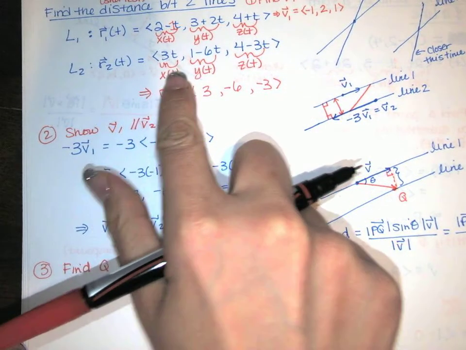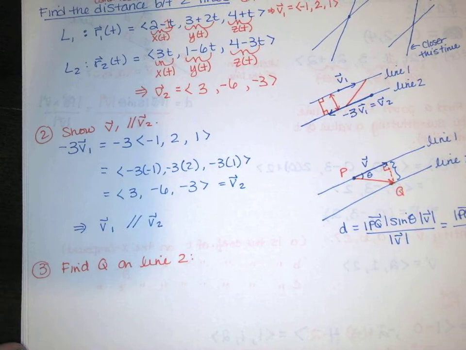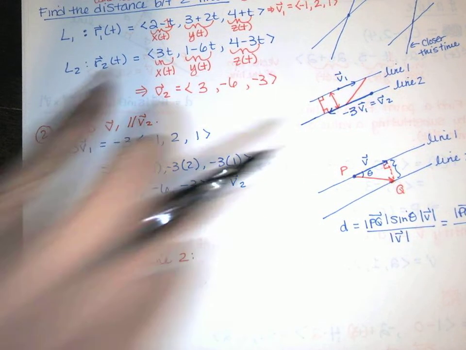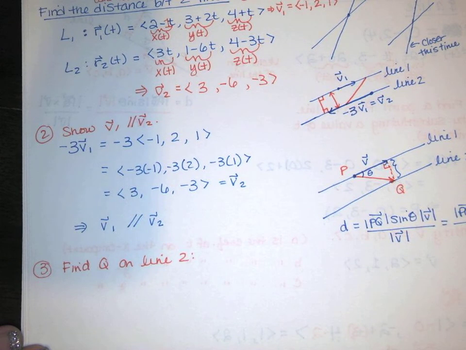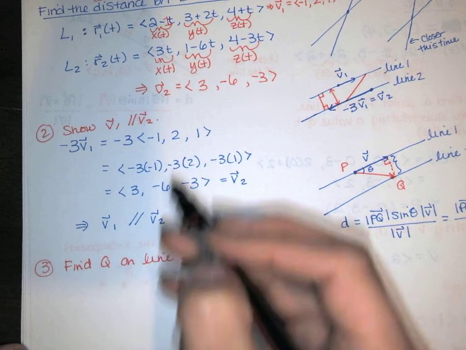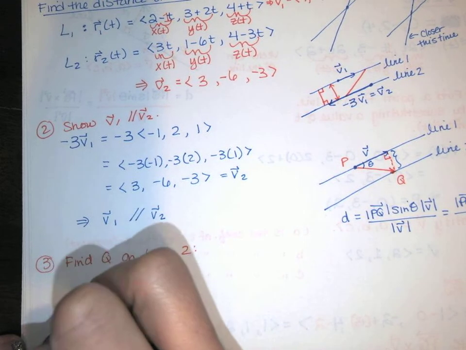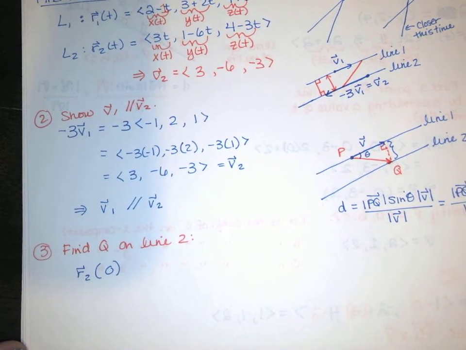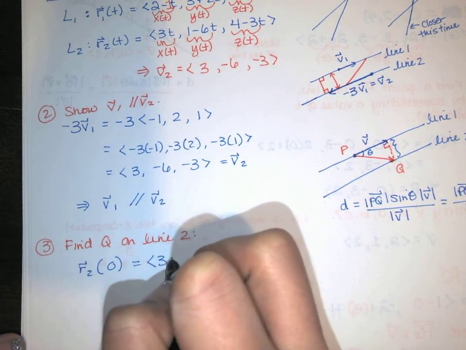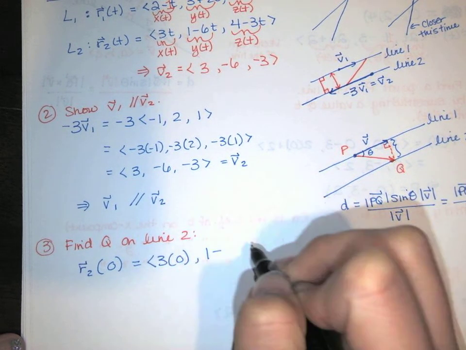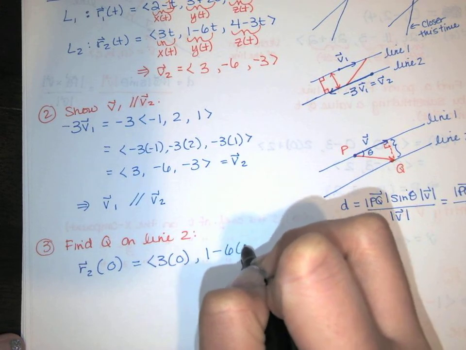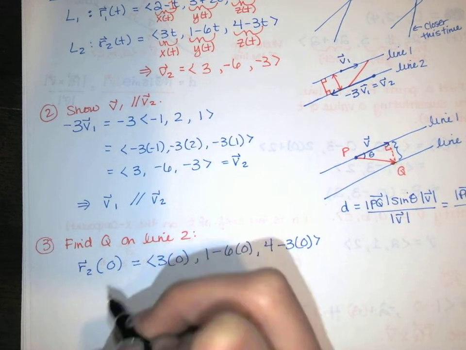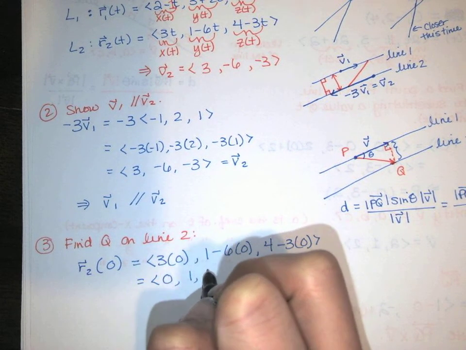So you can plug in any t value you want over here, and that's going to give you the position. This is what we call a position vector in the next chapter. It's going to give you the position of some object at that time. So I'm going to substitute t equals 0 into R2, calling that R sub 2 for line 2. And we get 3 times 0 times i hat plus the quantity 1 minus 6 times 0 times j hat plus the quantity 4 minus 3 times 0 times k hat. And this is 0, 1, 4.